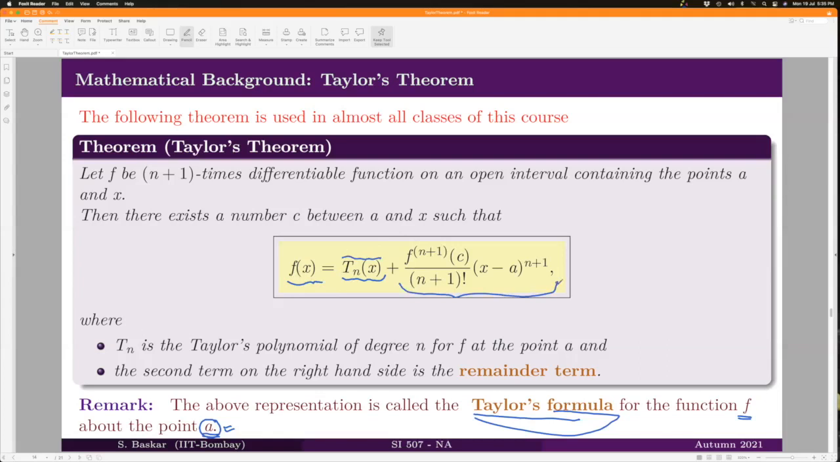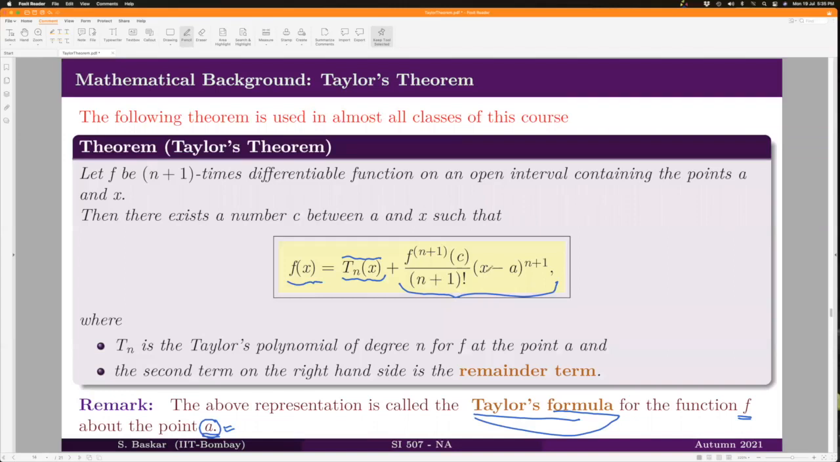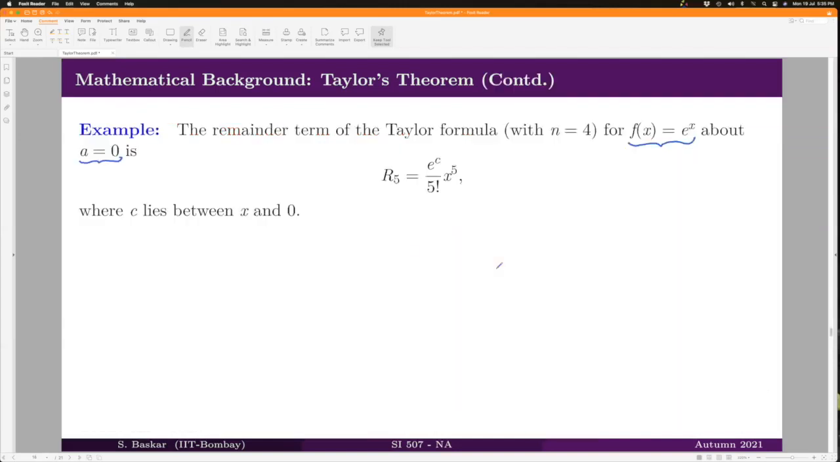From the numerical analysis point of view, we will call this remainder term the truncation error. Let us take an example. Let us consider the same function as we have considered previously, f of x equal to e power x. As we have done in the previous slides, we will take a to be equal to 0, just for an example. Then you can apply this remainder term formula and write precisely what the expression for the remainder is when I take n equal to 4.